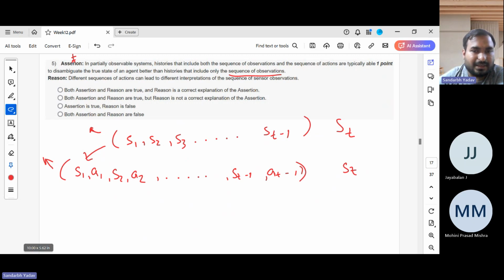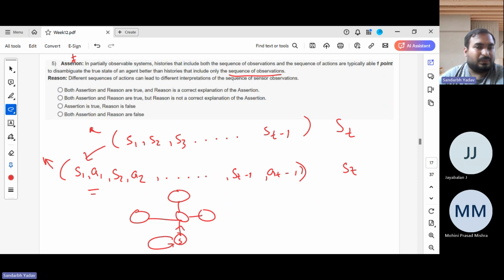Sometimes what happens is, if the MDP is like this, suppose you start here, and there is one more street here. You were here in the beginning, and you could have stayed here itself, but you chose to go there. So this action will actually help: the first action you took was this one. This will help you get more information that you are possibly now in this state, not in this state. So action will actually help with more information. So the assertion is true.